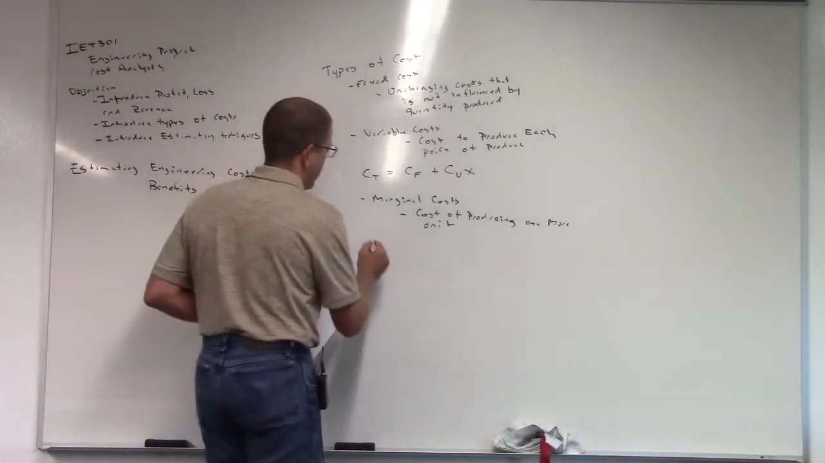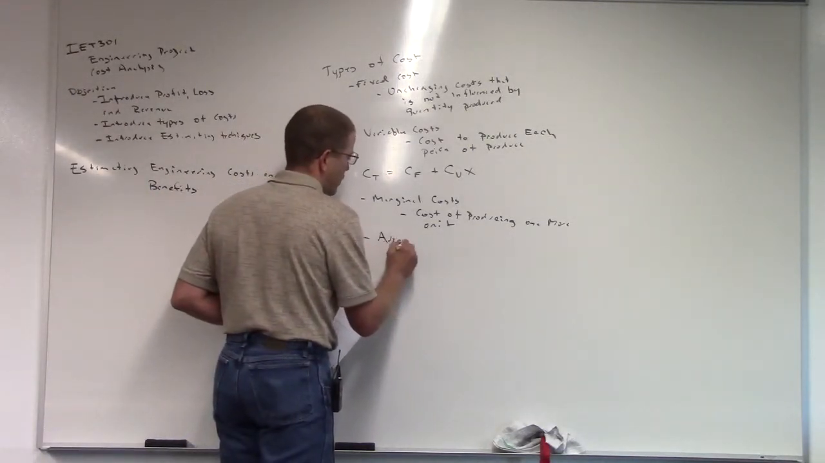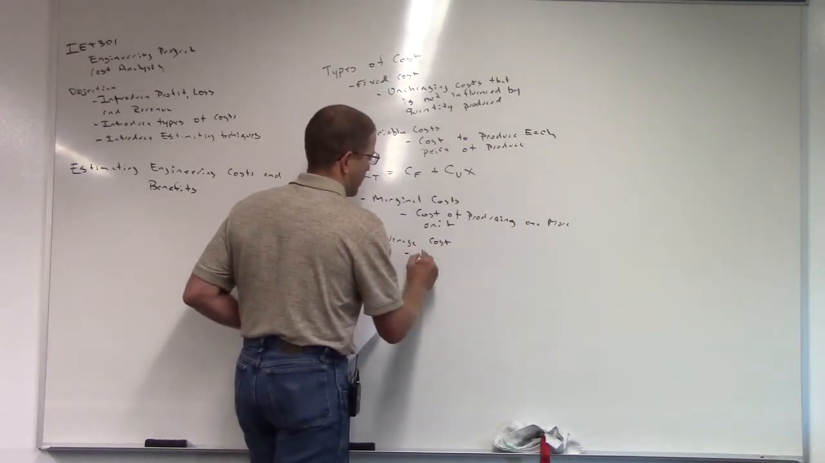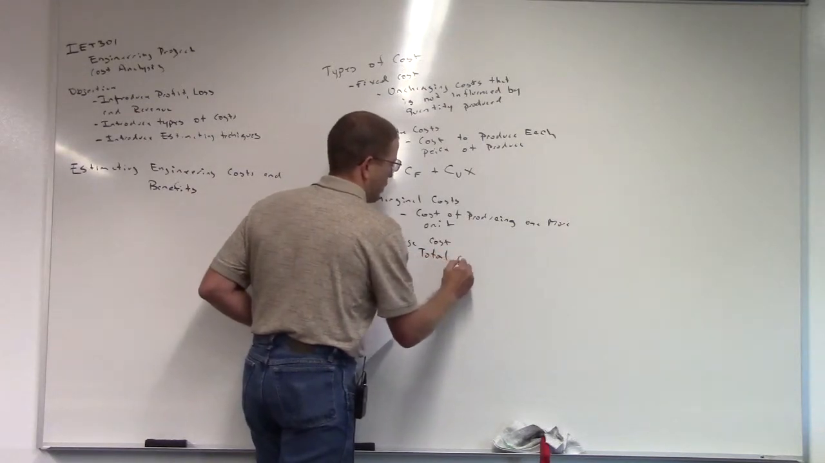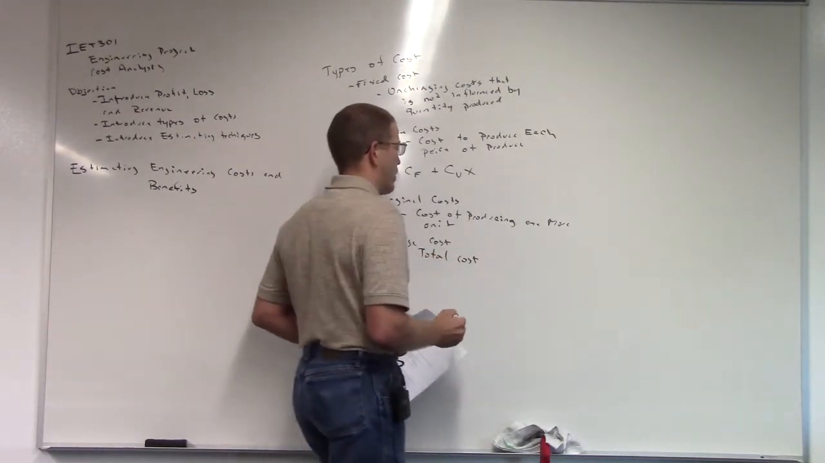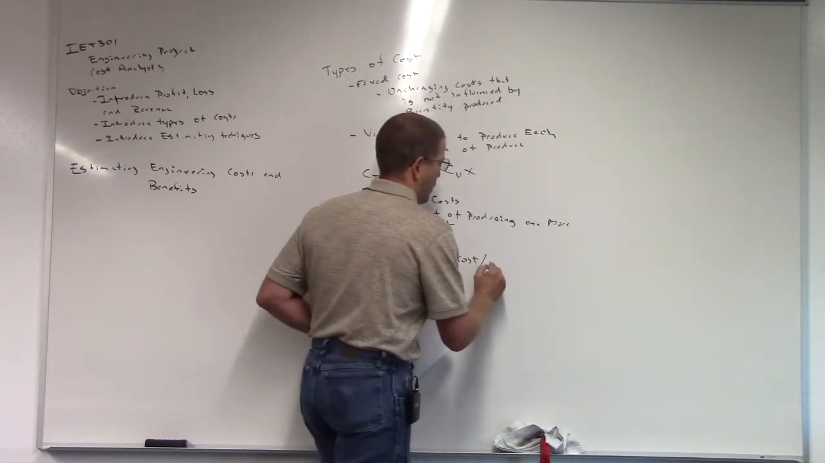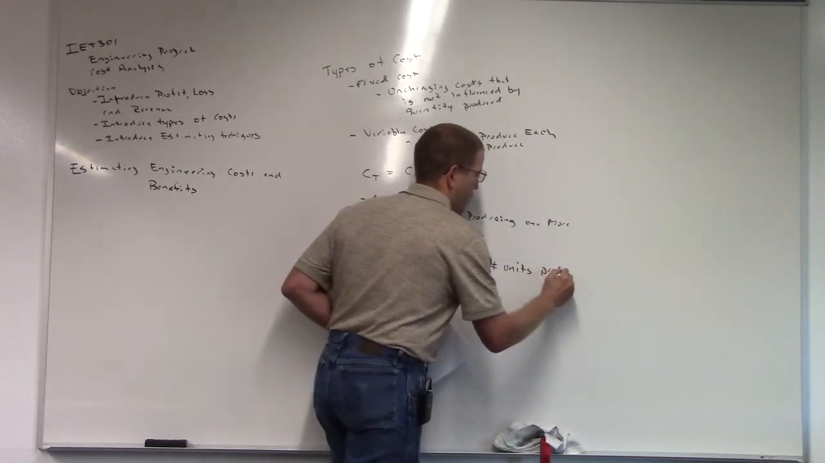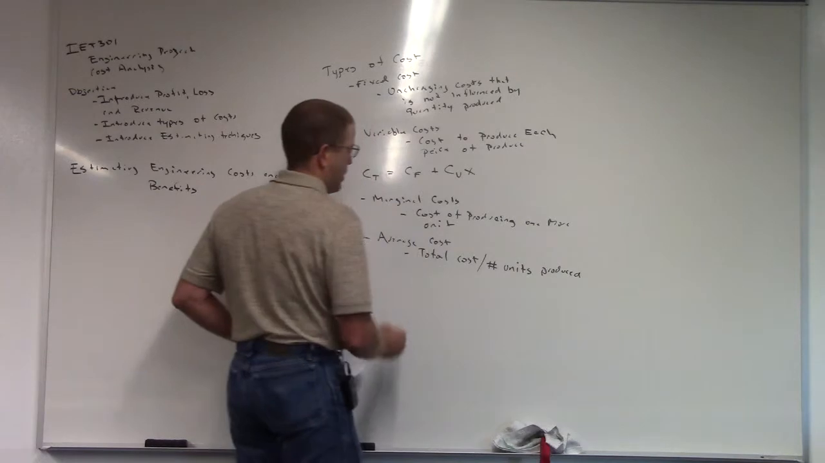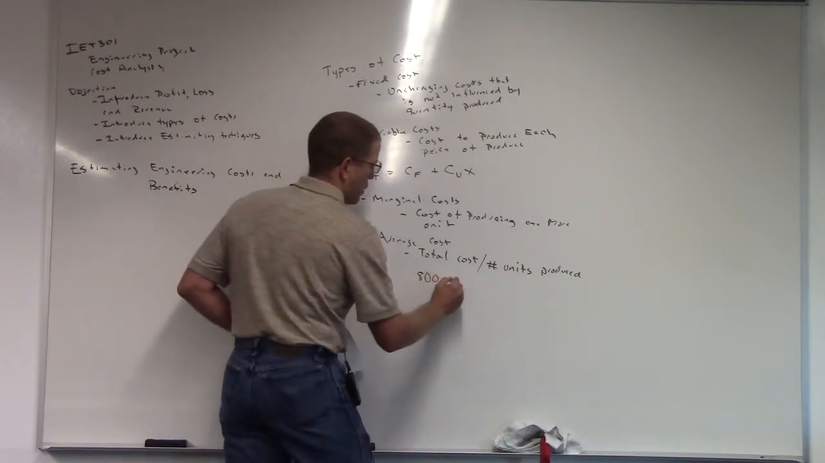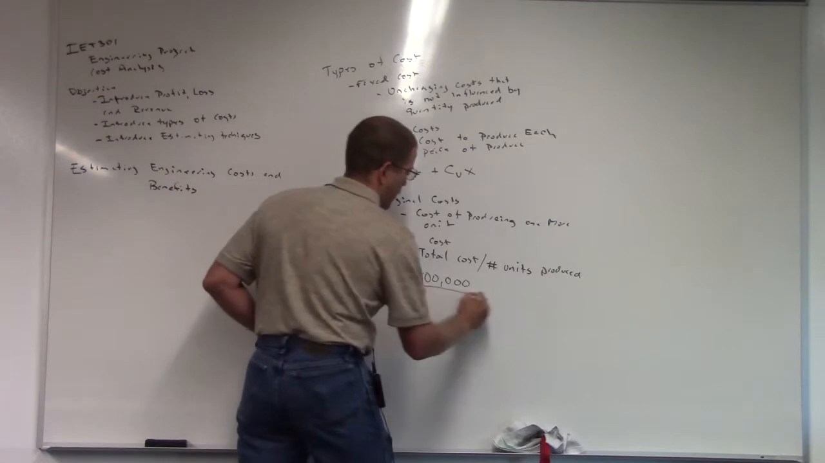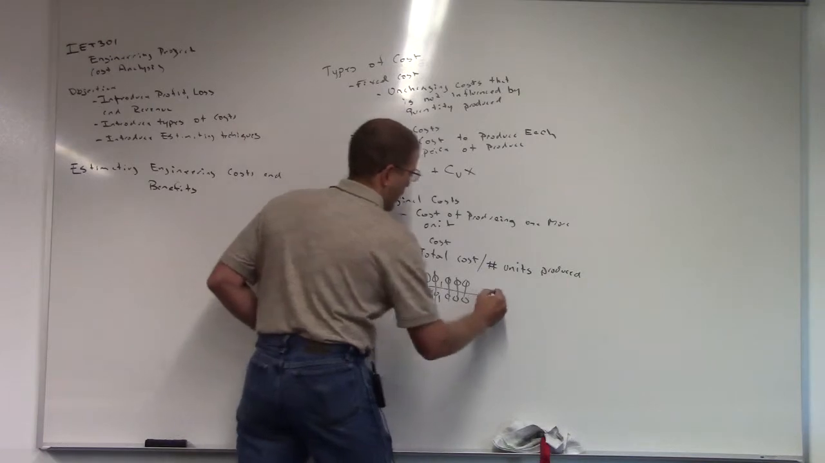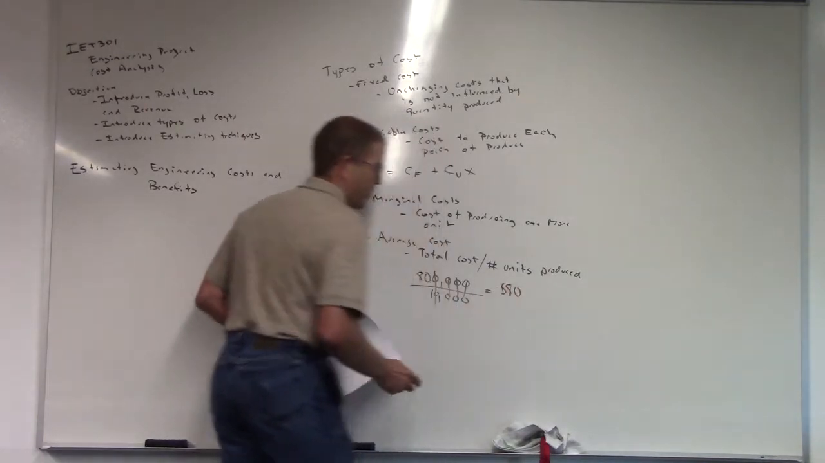Okay, the average cost then is nothing more than the total cost associated with producing a number of units divided by the number of units produced. An example of this is if we have $800,000 used to produce 10,000 units, we see that each unit costs $80 to produce.